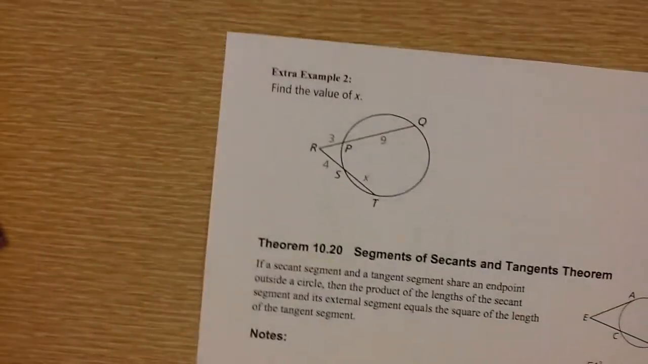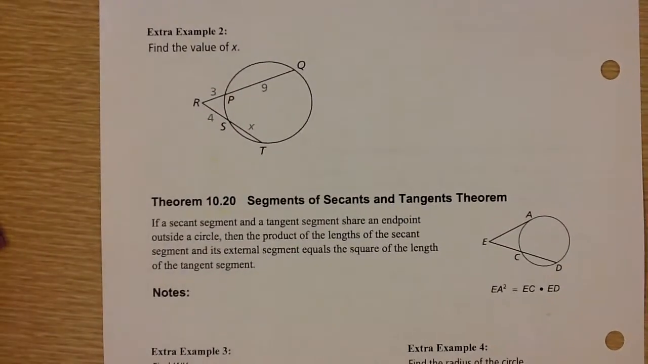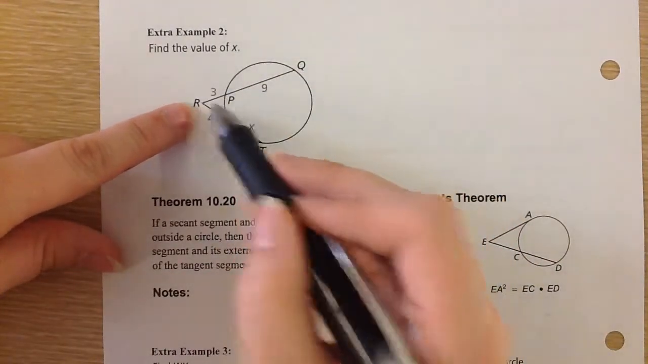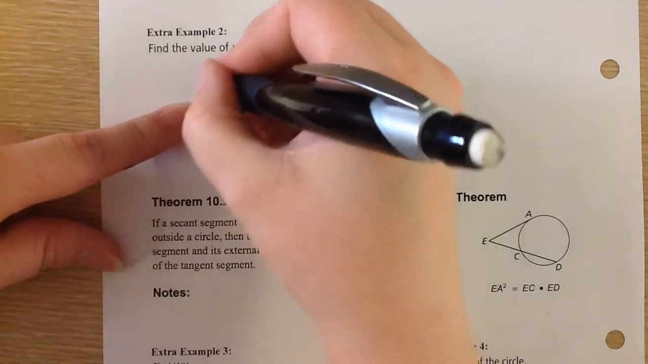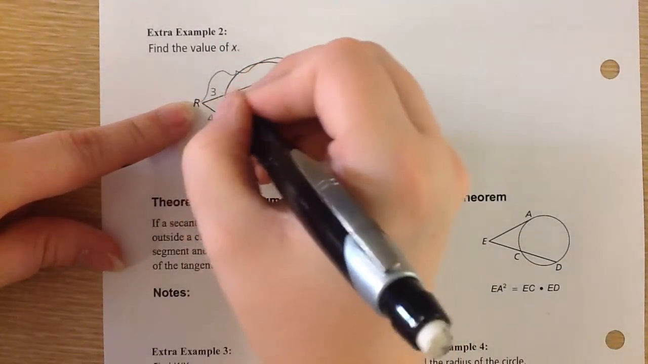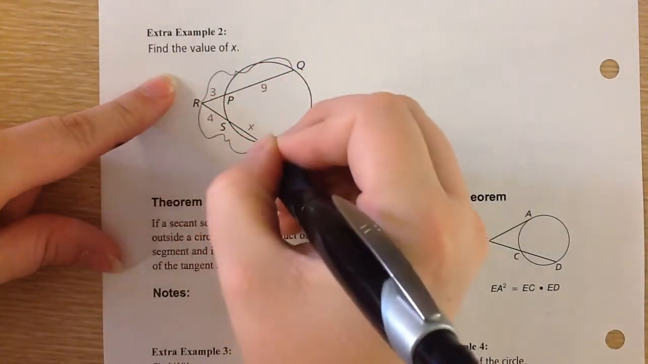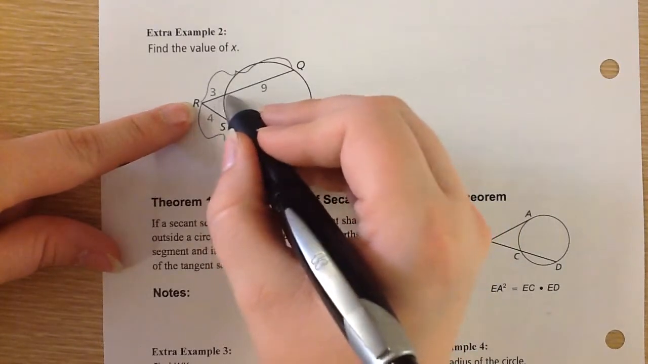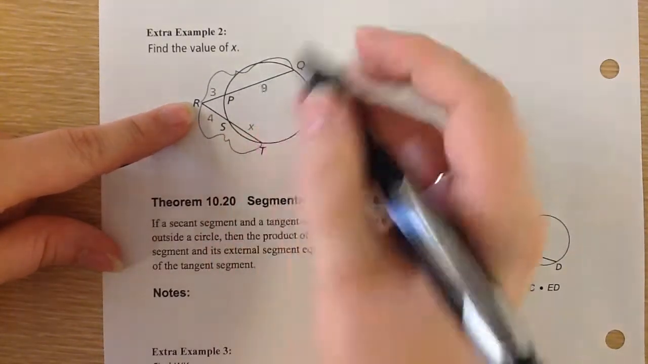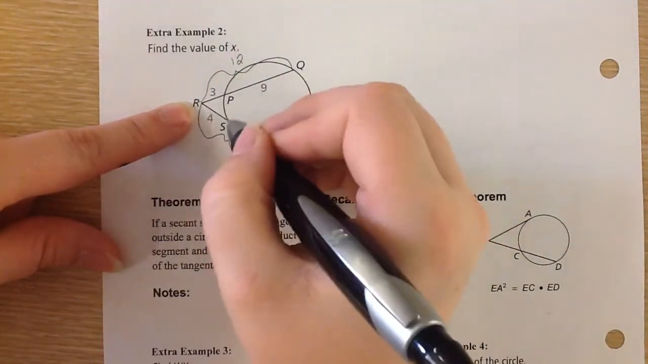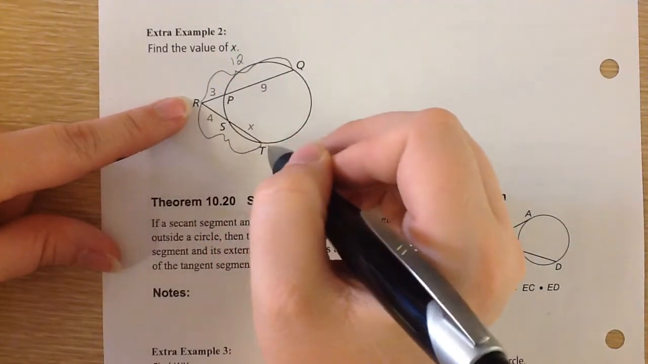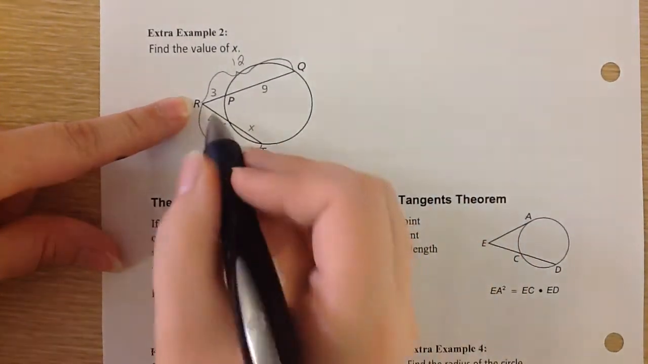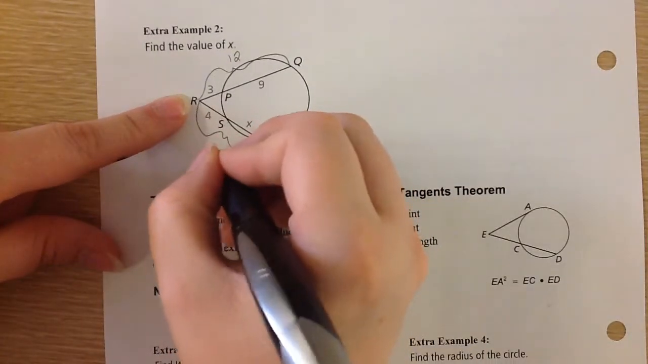Okay. So here, if I want to find the value of x, if you notice here, I have two secant segments. RQ is a secant segment, and RT is a secant segment. So the whole thing times the outside part will equal the whole thing times the outside part. I know the external part is 3, the chord is 9, so 3 and 9 is 12. Here the external part is 4. The whole thing would be 4 plus x.